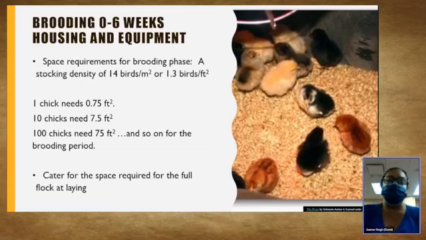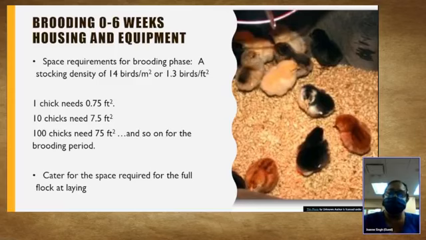Right, so space requirements for brooding will be 0 to 6 weeks on average. It could be more or less, a week give or take. But these are baby chicks and they need special care and attention, right? For the brooding phase, one chick needs a 3/4 square foot space. So you calculate how many chicks you have and multiply by that number to give you your total area required for brooding.